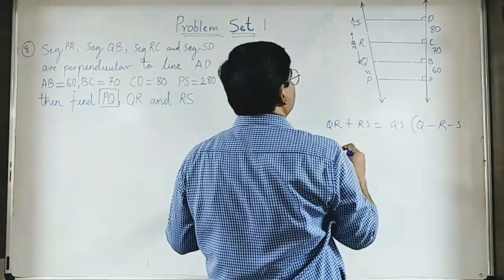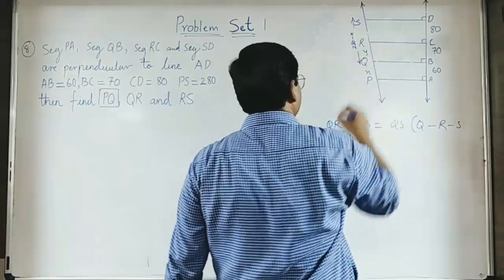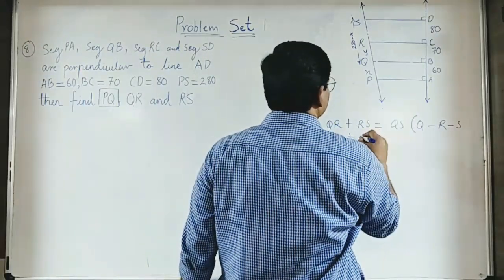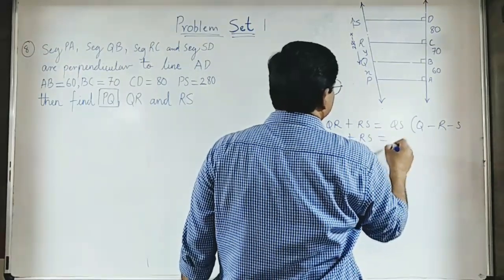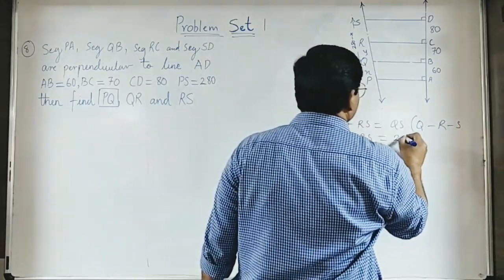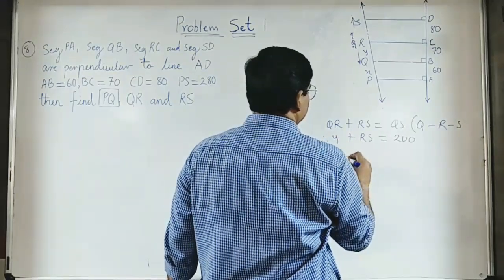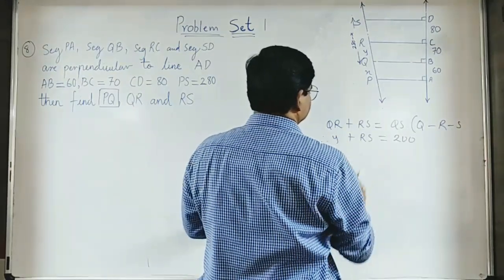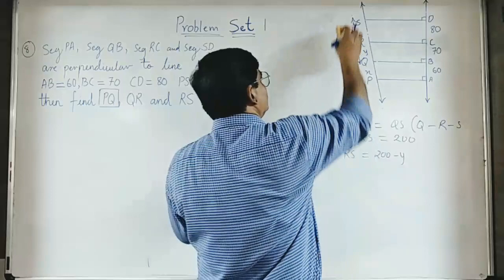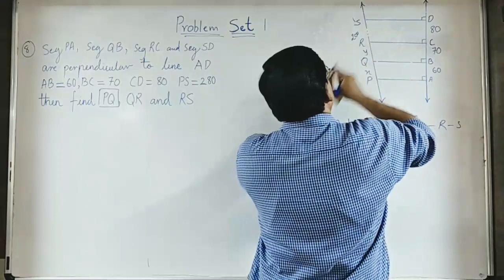This is the value of QR. I'm going to keep the value of QR as y. Can I keep it as y? So this is the value of QR, y, and the value of RS we have to find out, and this will be QS. Now QS will be 280 minus x. We got that x is equal to 200. So you will be getting the value of RS as 200 minus y. This is 200 minus y.